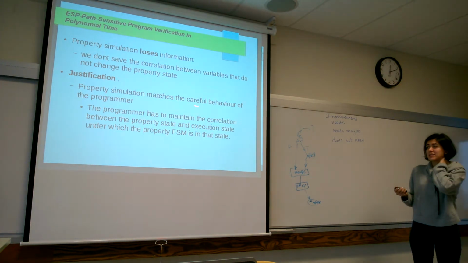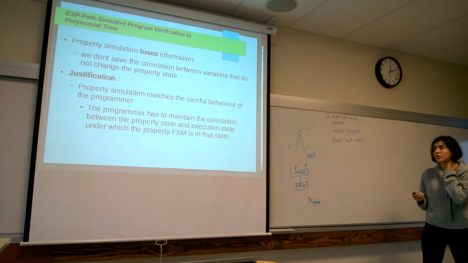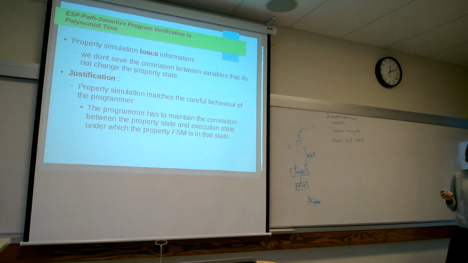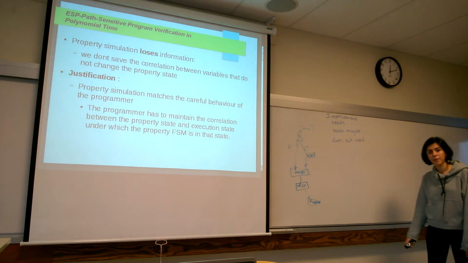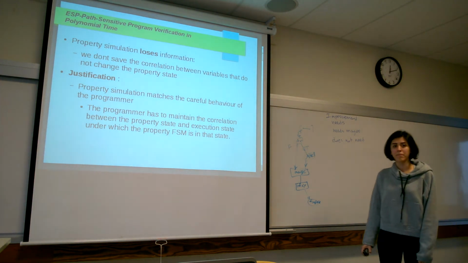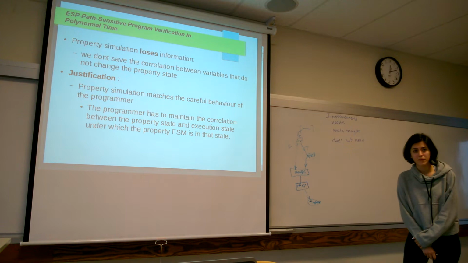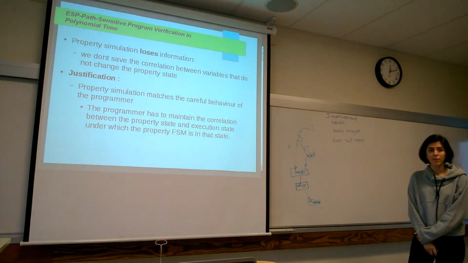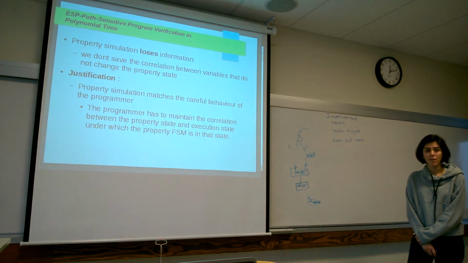So yeah, as we saw, property simulation loses information because we don't save the correlation between variables that do not change the property state. And the justification is that property simulation matches the careful behavior of the programmer, and that was the programmer's fault. So if we throw away this information, the first thing we want to ask ourselves is, does that mean the system lies? Will it ever tell us that our program is correct when it isn't?